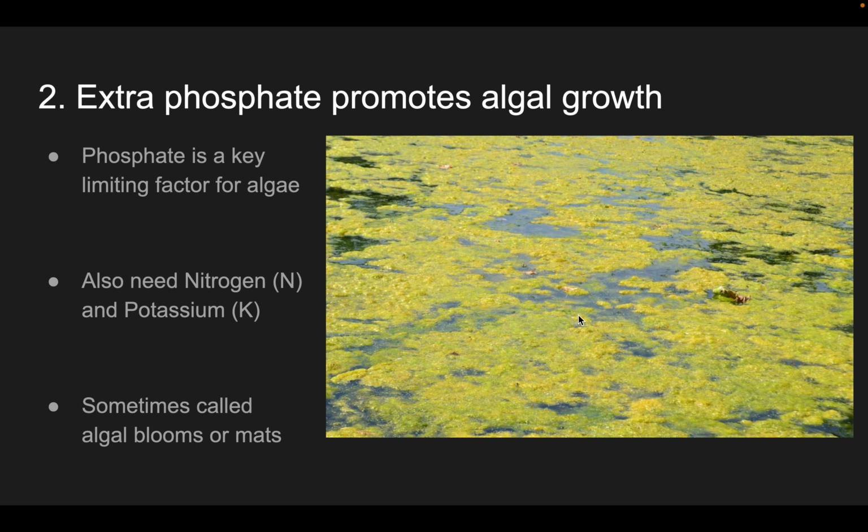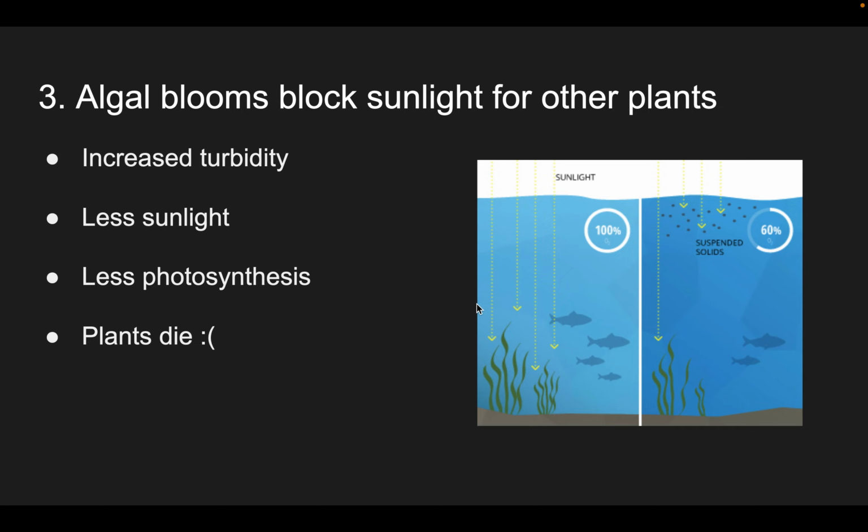So that extra phosphate or nitrogen promotes algal growth. That's a limiting factor for algae, so then they can go crazy. And these algal blooms or mats can sometimes just cover the entire surface of the water. Not nice to look at either. This leads to increased turbidity, and so it blocks sunlight for all those plants down there. Less photosynthesis. That's not good for them.